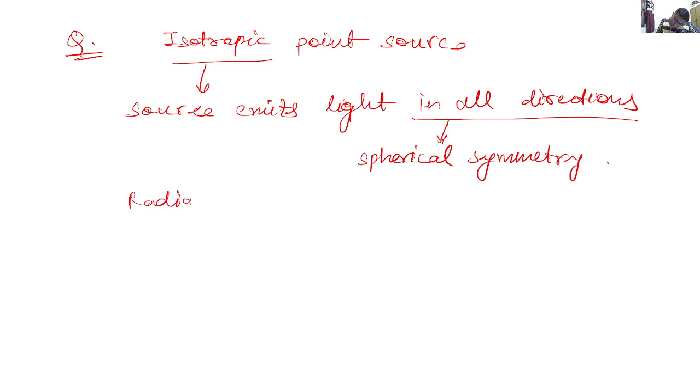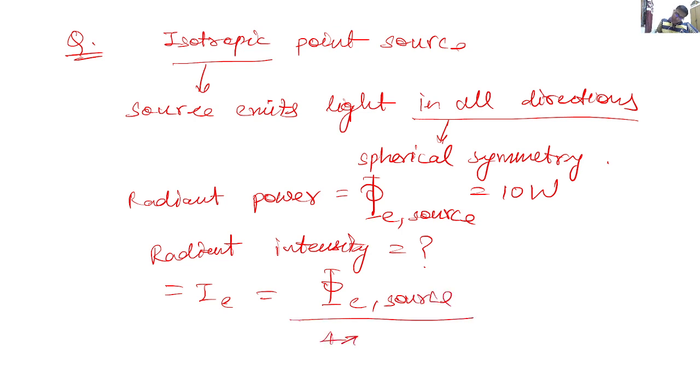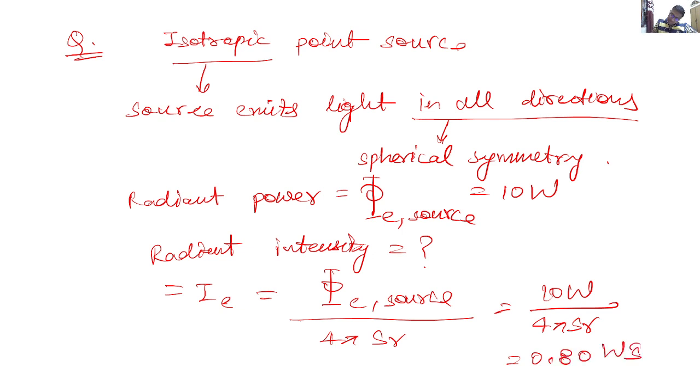Let us suppose the radiant power for such a case, denoted by phi E source, is given as 10 watts. So what will be the radiant intensity? The radiant intensity is IE, which will be equal to the radiant power phi E source by 4 pi steradian. Why 4 pi? Because a spherical object subtends a solid angle which is equal to 4 pi. So it would be 10 watts by 4 pi steradian, which comes out to be around 0.80 watts per steradian. However, we observe that we don't get a 4 pi in the denominator. We actually get a pi in the denominator. So how did that come to be?